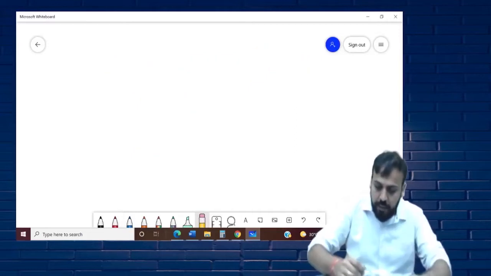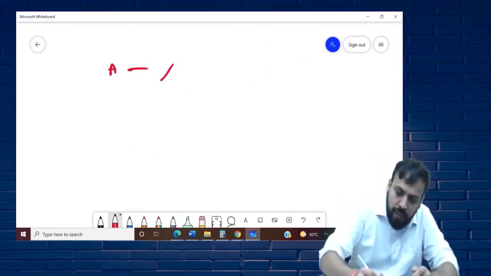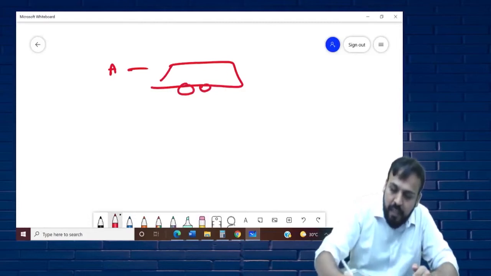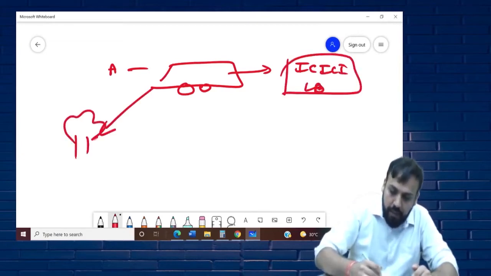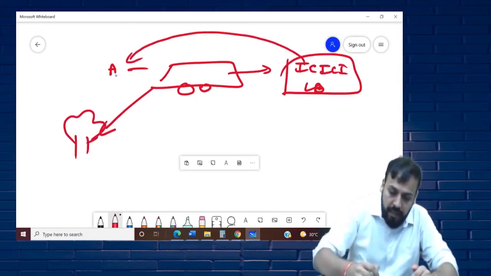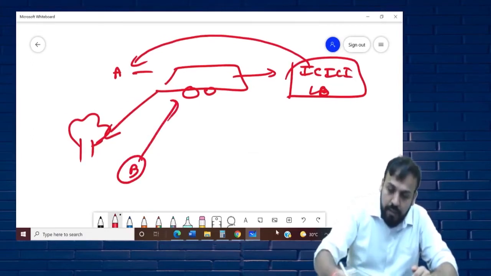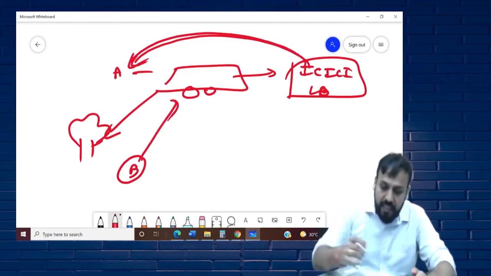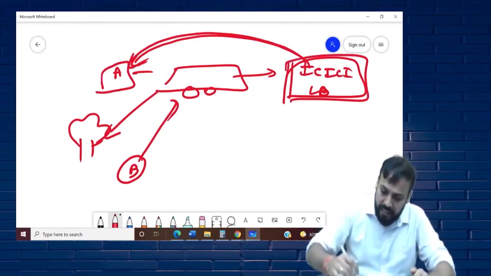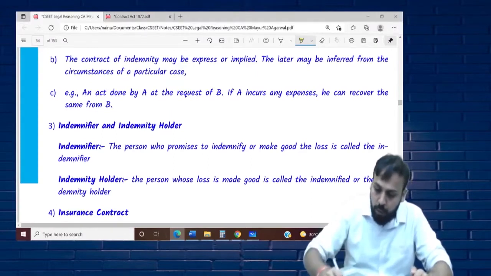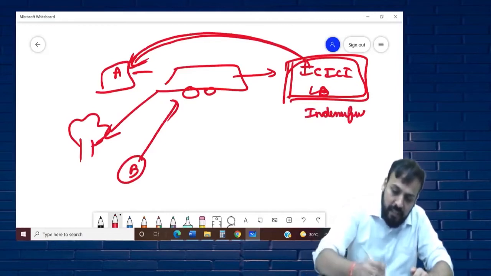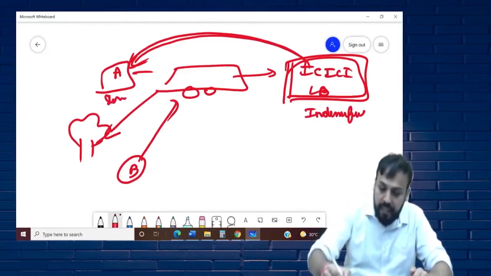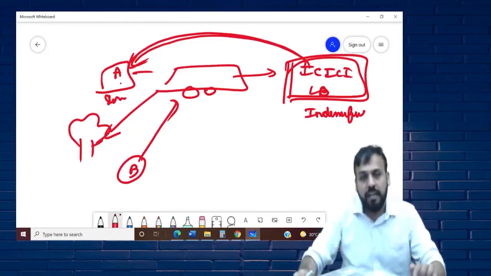I'll take an example: car insurance. A owns a BMW car and he has taken car insurance from ICICI Lombard. Now, what has happened? A's car is banged against a tree, or banged by B, and this will be a loss. So there is an understanding between two parties. One is the indemnifier, who will make good the losses, that is the insurance company, and the second is the indemnity holder. The indemnifier will pay the loss to A. That is an indemnity contract.